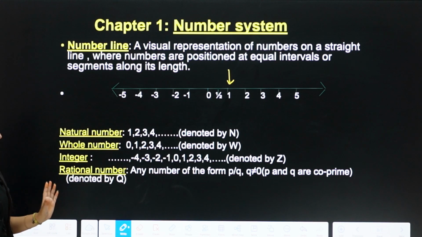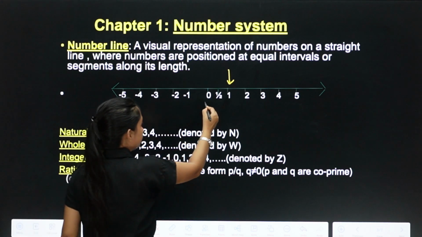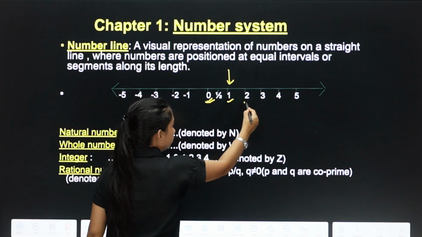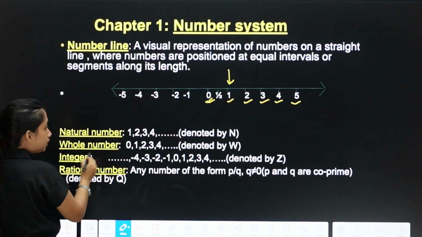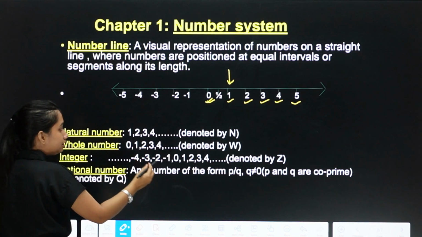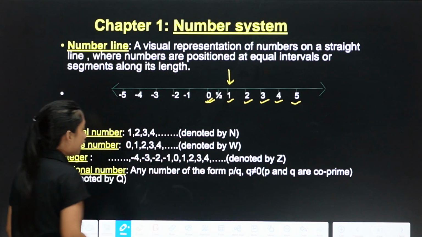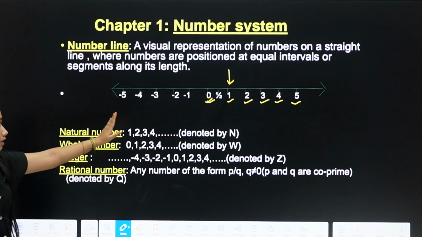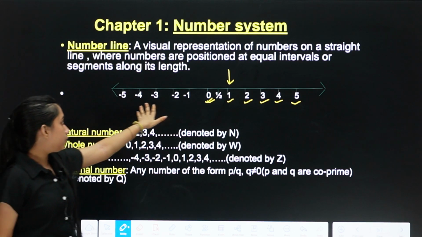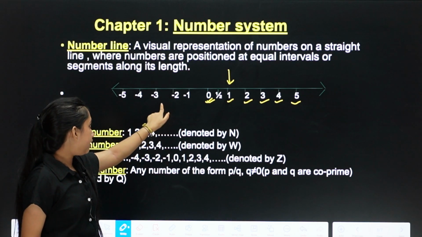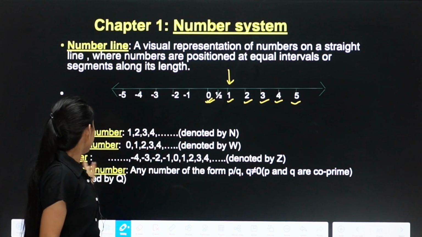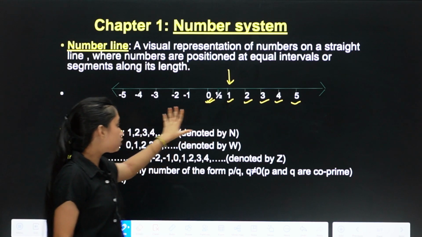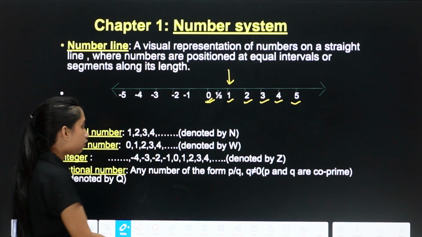And if you add the number 0, that is 0, 1, 2, 3, 4, 5 and so on, then all these numbers are called whole numbers and are denoted by W. And if we also add the negative numbers, that is minus 1, minus 2, minus 3, minus 4, minus 5 and all the whole numbers, then we call it integers and it is denoted by Z.